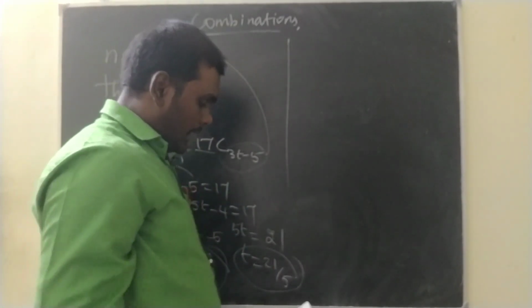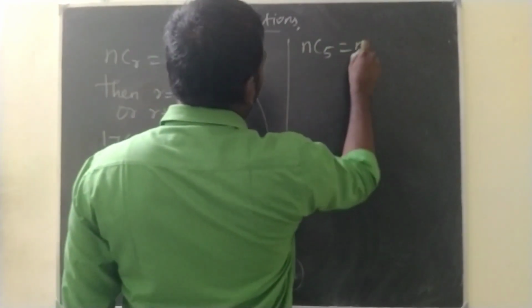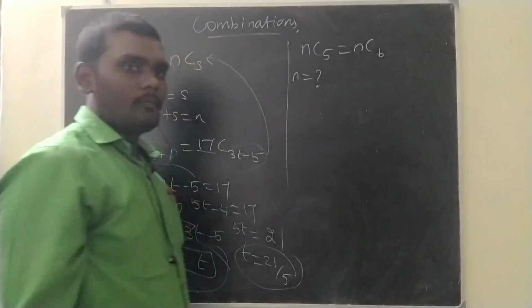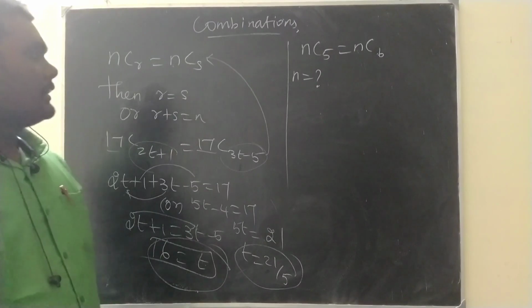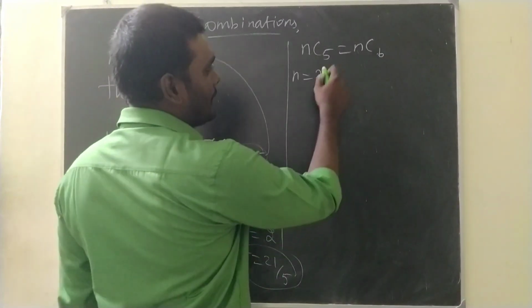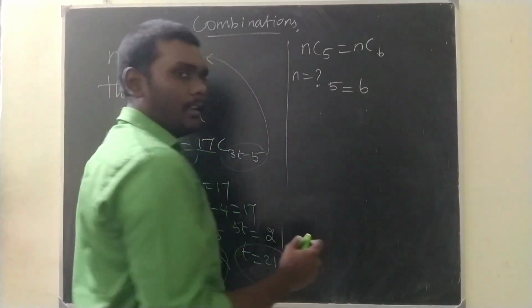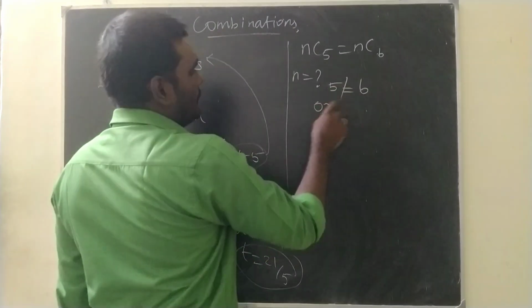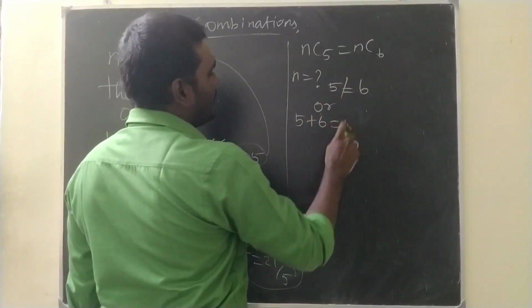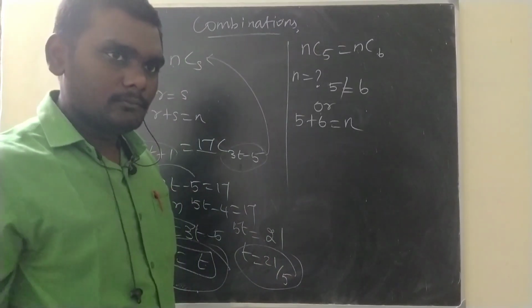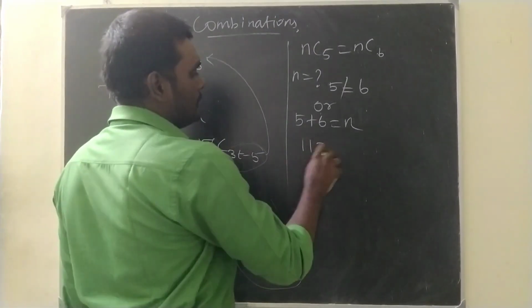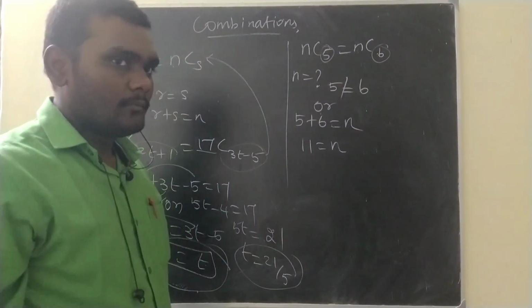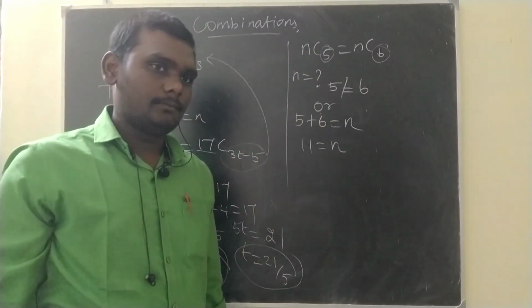Based on the same application, we have another question as well. In that question, nC5 equals nC6. What is n? They are asking. So based on this formula, we can say either r is equal to s, that is 5 is equal to 6. Is that possible? No, this is not possible. Or this 5 plus 6 is equal to n. Will it be possible? We will get 11. Obviously, this r and s are less than 11. So either that or this will work. Clear?